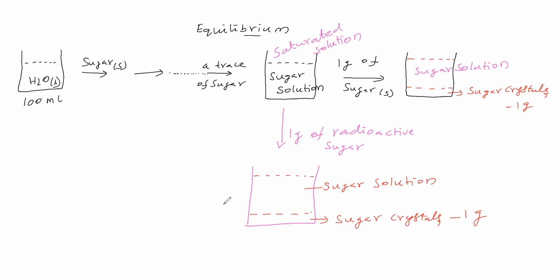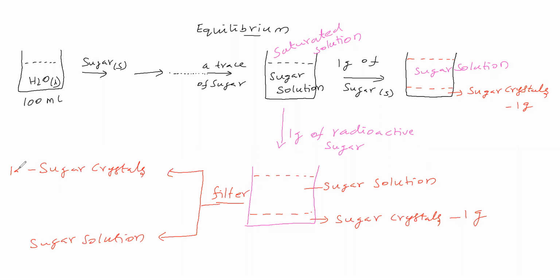Let us filter this. On filtering, we will get the sugar solution separate and the sugar crystals separate. How much sugar crystals? 1 gram. 1 gram of sugar crystals we added, and that 1 gram we got back.